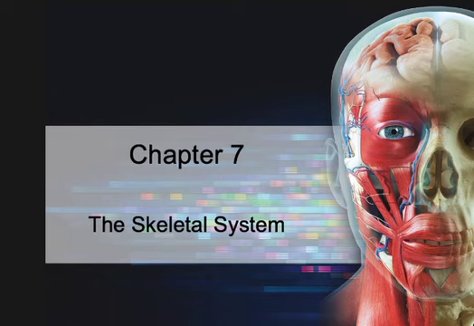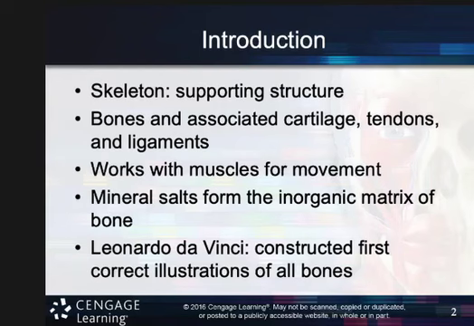Okay, this is chapter 7 on the skeletal system, and what we're going to do is talk about the components of the skeletal system, then the anatomy of the skeletal system, and its roles. Okay, so the skeleton is the body's framework. The soft tissues of the body hang onto the skeleton, which provides protection for internal organs, produces blood, acts as a mineral storehouse, and allows movement in structures that are called joints.